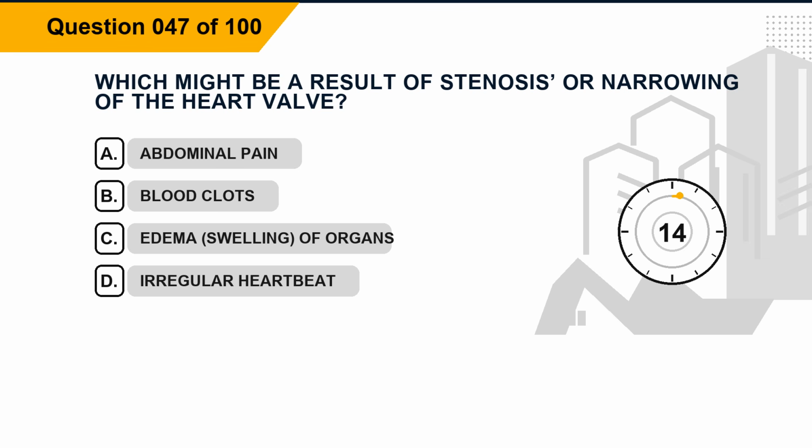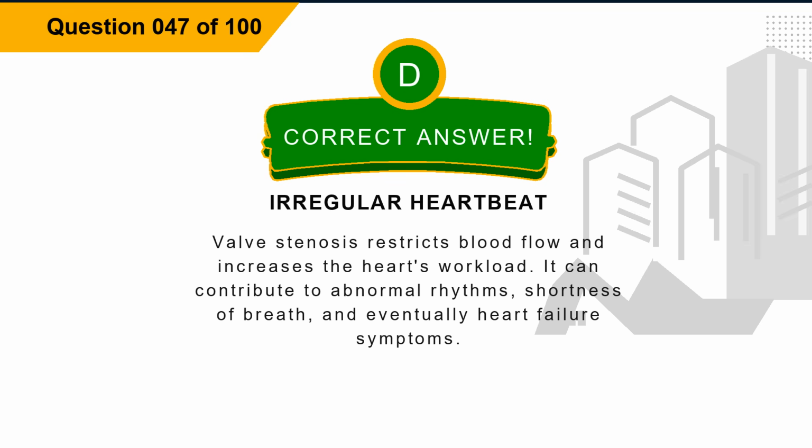Question 47. Which might be a result of stenosis, or narrowing of the heart valve? Option A, abdominal pain. Option B, blood clots. Option C, edema, swelling, of organs. Option D, irregular heartbeat. The correct answer is option D, irregular heartbeat. Explanation. Valve stenosis restricts blood flow and increases the heart's workload. It can contribute to abnormal rhythms, shortness of breath, and eventually heart failure symptoms.